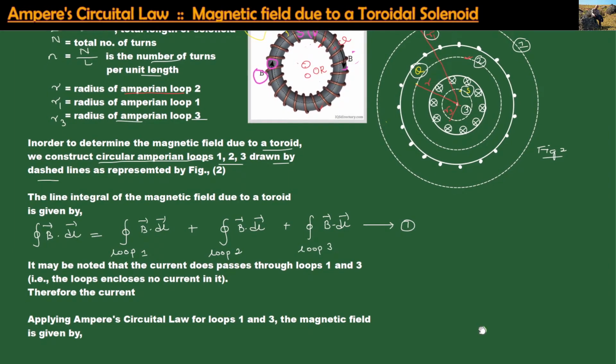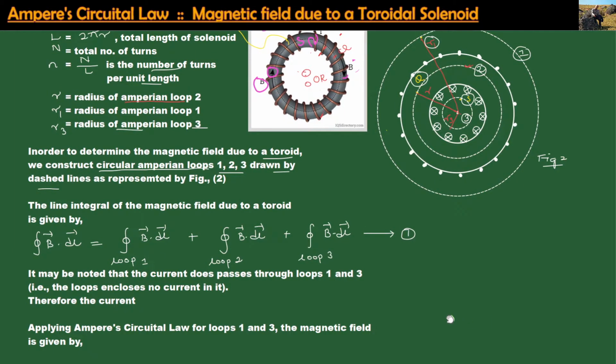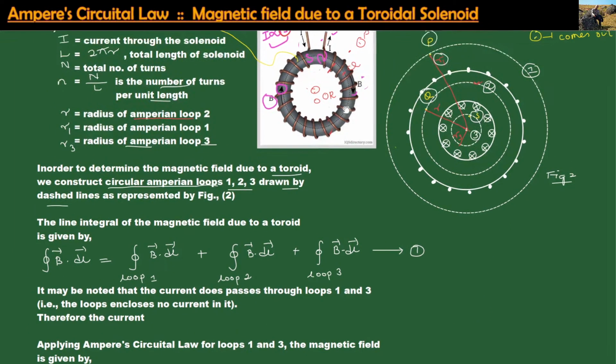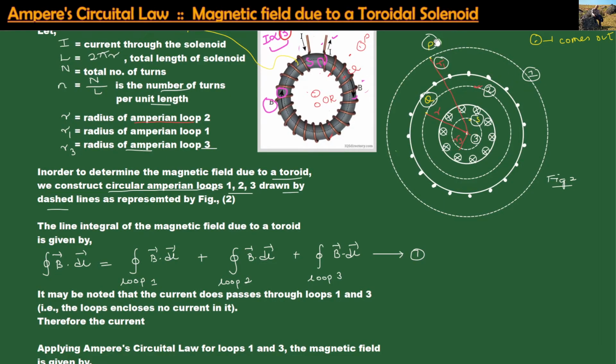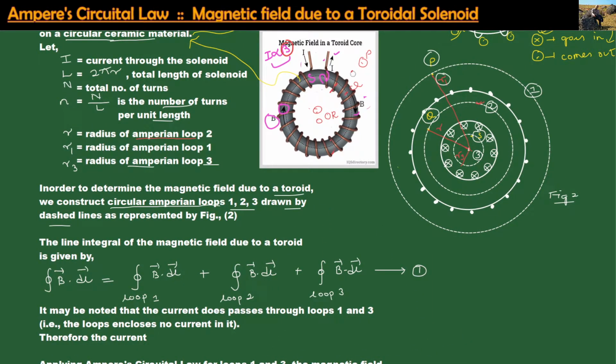It may be noted that there will be no current across point P, and no current across point S. If you look at this diagram, I have drawn it in such a way that point P is outside, so there will be no current across point P.